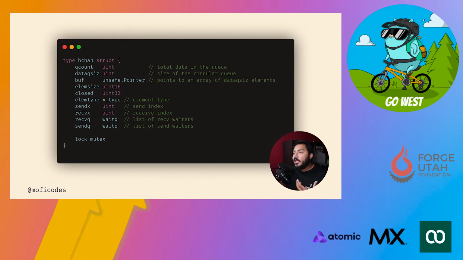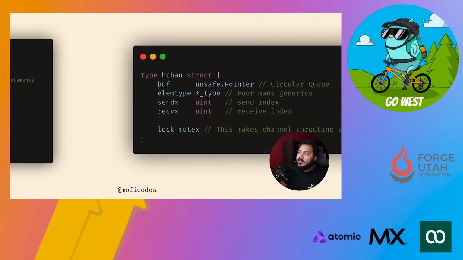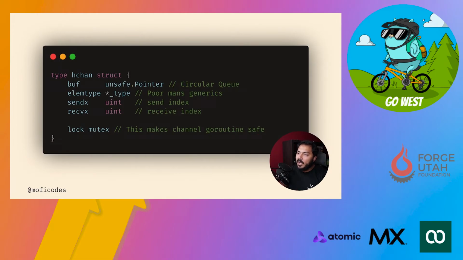A channel that we use is underneath just a type hchan struct, and this is the complete definition of the hchan struct. We have a bunch of fields, but the fields we're interested in are these few. We have this unsafe pointer, buf. That is the buffer, and it's a circular queue. We also have a lock mutex here that lets us protect this buffer. So when you are creating a buffered channel, all you are creating is this circular queue that is protected by this mutex lock. That's why channels are Go routine safe.